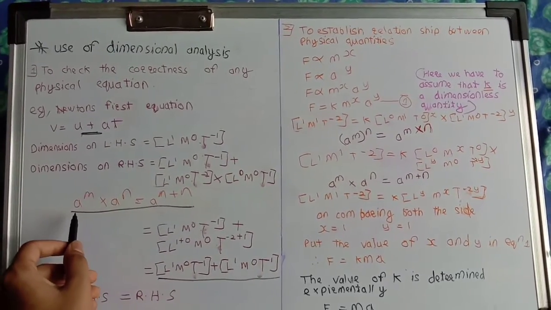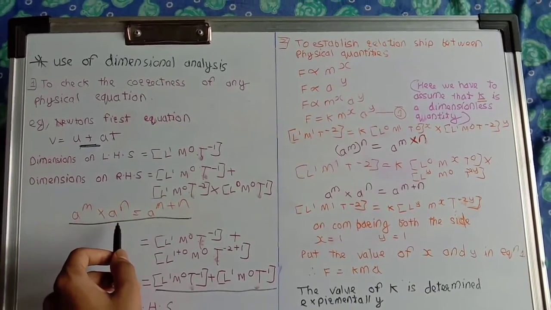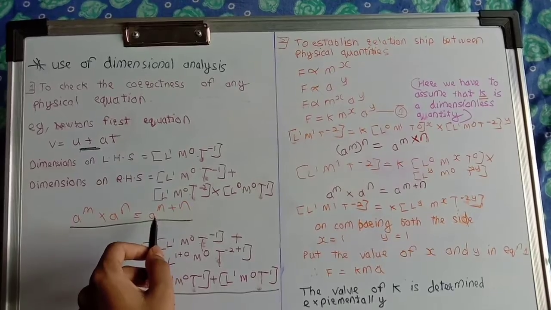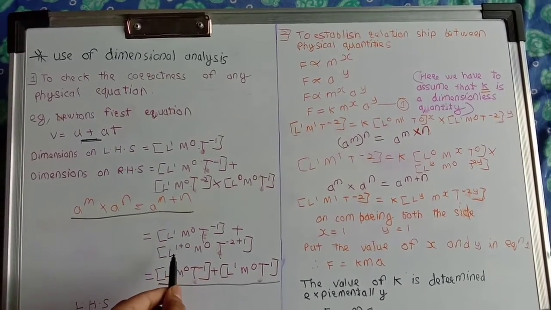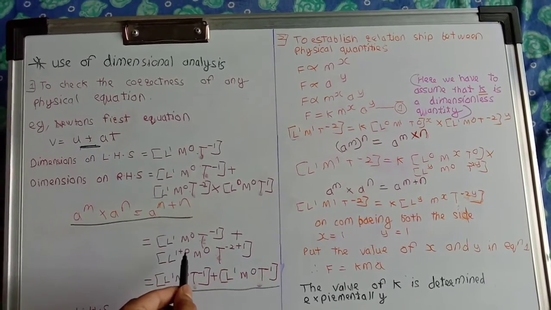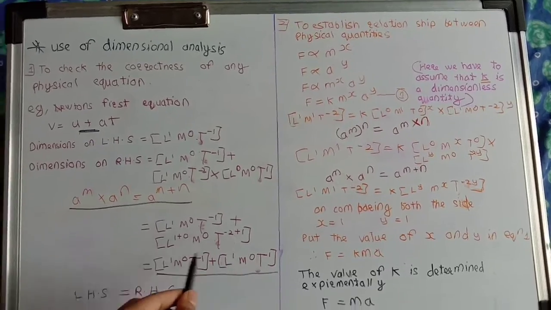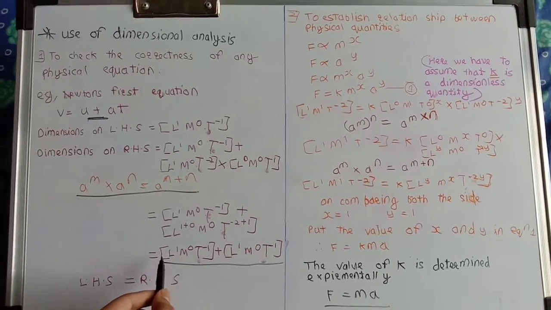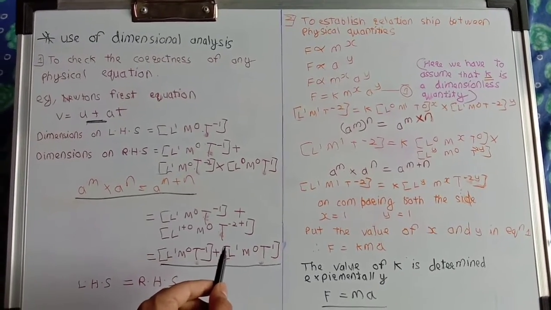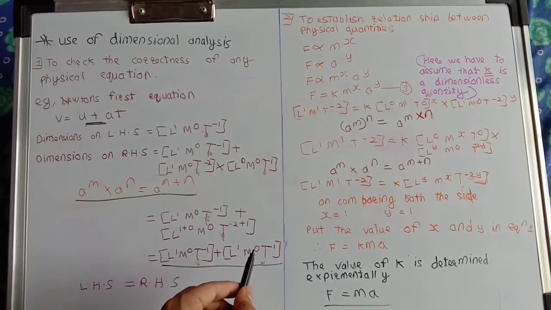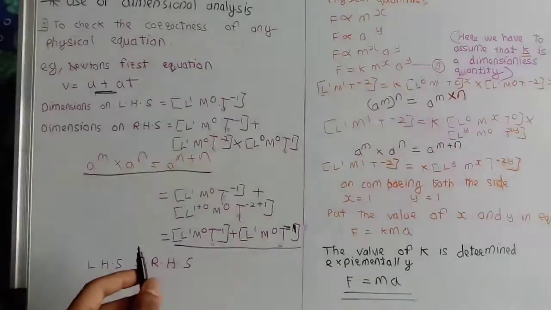By using this identity, A raised to M into A raised to N is equal to A raised to M plus N, we will get L raised to 1 plus 0, M raised to 0 and T raised to minus 2 plus 1. So the final answer we will get is L raised to 1, M raised to 0, T raised to minus 1, plus L raised to 1, M raised to 0 and T raised to minus 1.